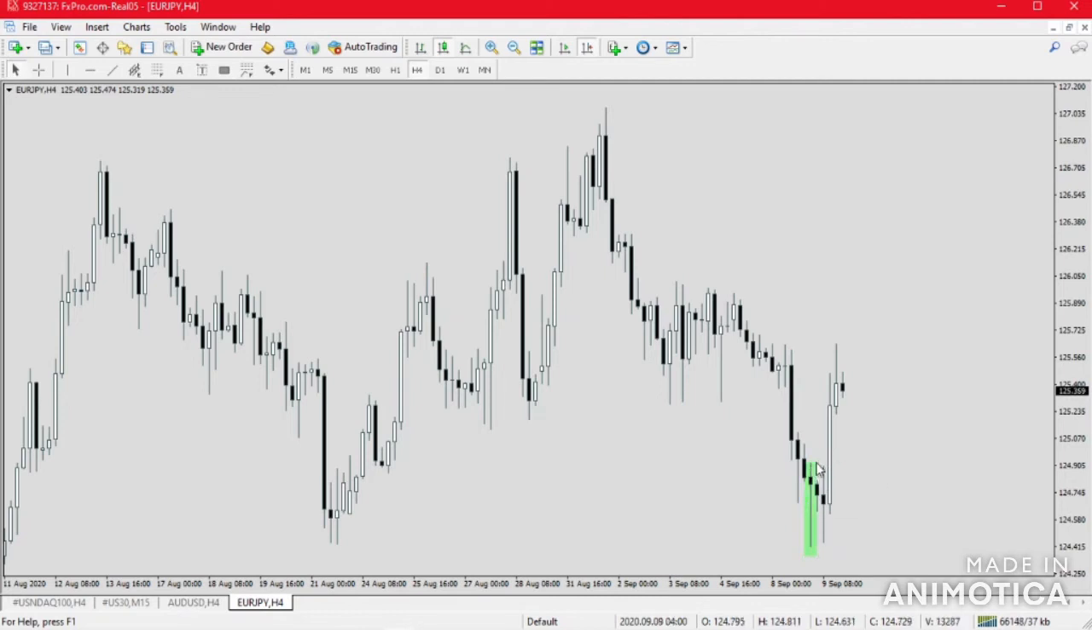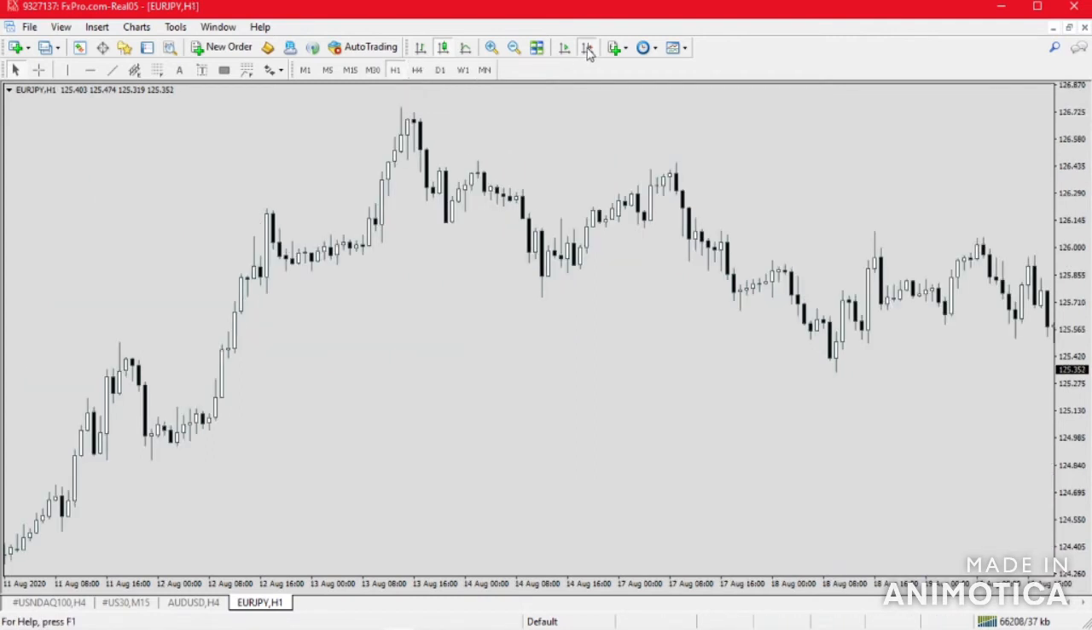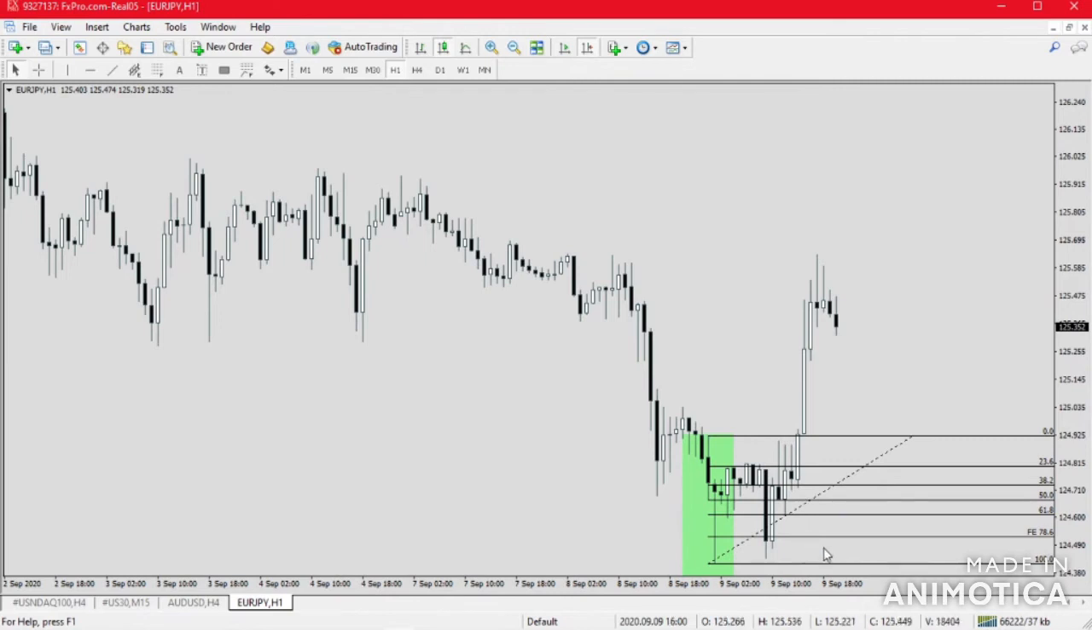Once you got that, what you can do is take your Fib, take it from the low of the pin bar to the high, and then make sure that the candlesticks do not close below the 78.6, because what can happen is the retest can happen at the 50%, 61, or the 78%.